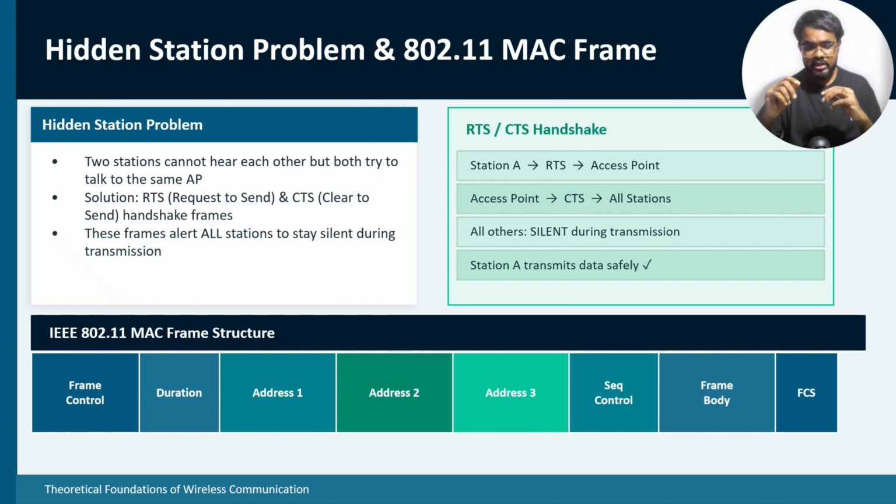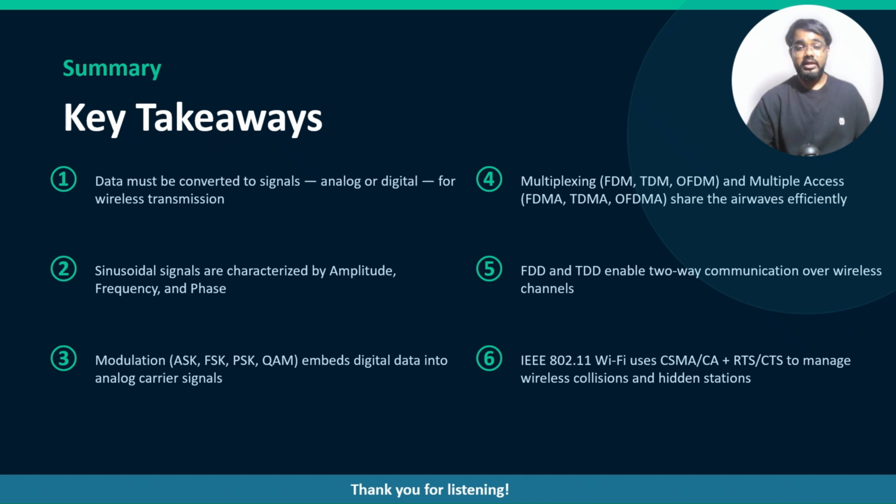for error detection. And that brings us to the end of the video. From converting data into analog sinusoidal signals to modulating it using QAM, sharing the airwaves with OFDMA and TDMA, and avoiding collisions using CSMA/CA, these are the fundamental theories that enable the wireless networks we rely on every day.